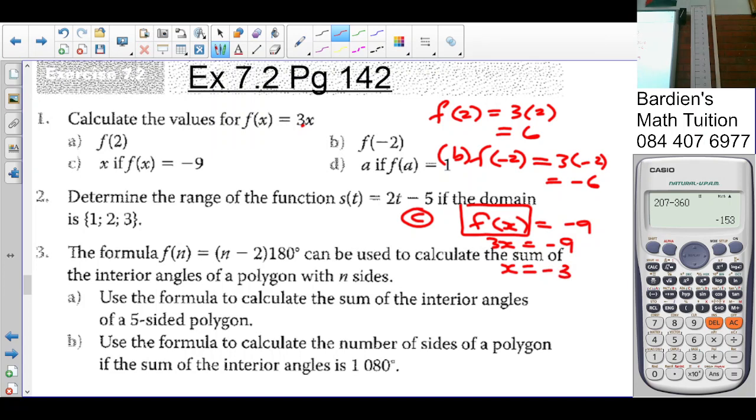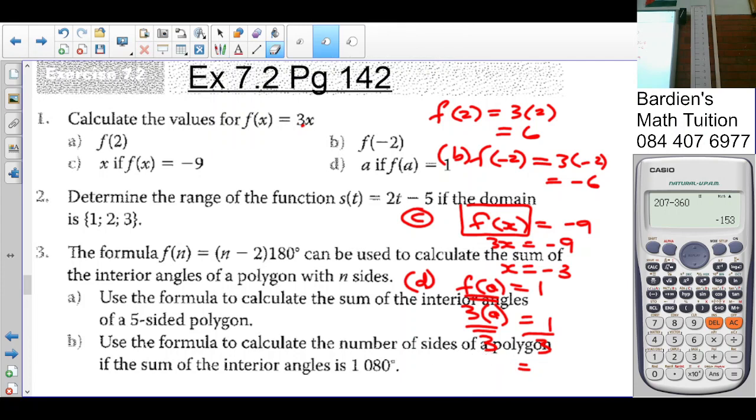D, they want you to solve for A, if f of A is equal to 1. So in x's place I'm going to put A. So 3 times A. F of A is 3 times A. Can you see that, people? And that's equal to 1. So I divide by 3 both sides. So A is equal to a third. You all okay with that?